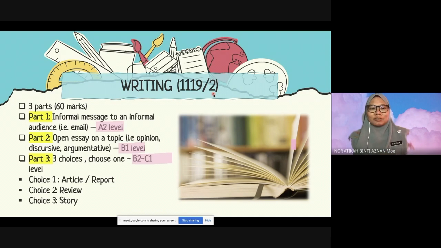In part 1, students are required to write an informal message to an informal audience, which is an email. This is an A2 level, okay, which is basic level.